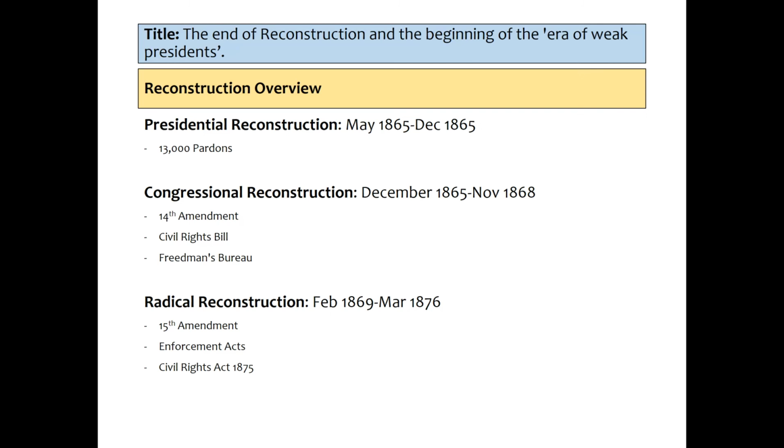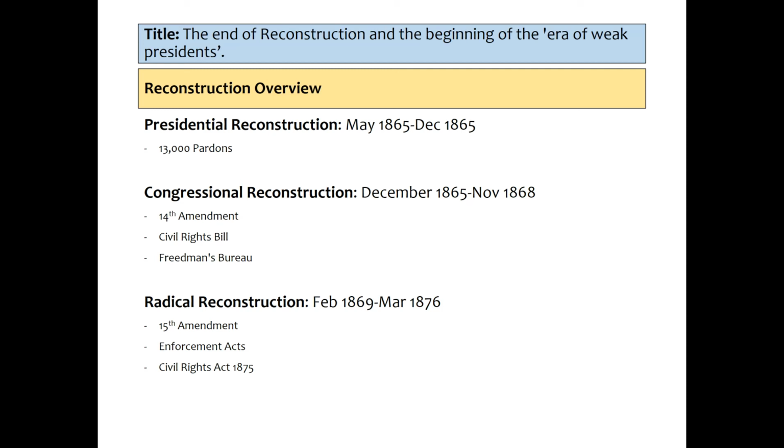So coming on to Reconstruction, we're going to quickly go over it again. We've got presidential Reconstruction from May 1865 to December 1865. This is where Andrew Johnson forcibly tries to bring about reconstruction of the South, bring those governments back into the Union. It led to 13,000 pardons, but it obviously did not go far enough. Congress did not think that it was a good plan and rejected it outright. And it led to a period called Congressional Reconstruction from December 1865 to November 1868.